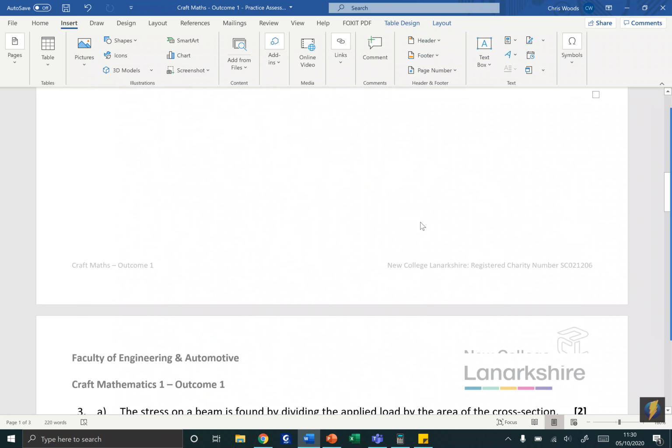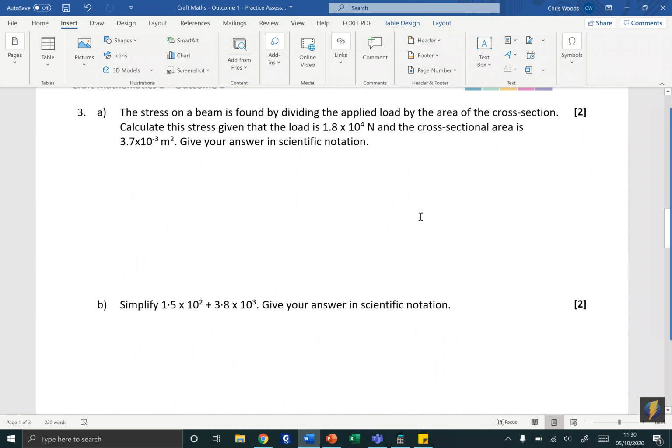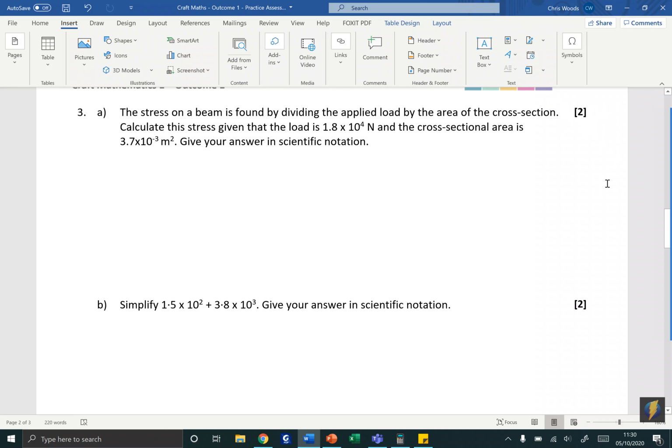Okay, I'll mark a piece. Now we're going to go on to using scientific form in context. So the stress on a beam is found, and you'll see these marks. These are 2 marks a piece, so there's going to be 2 steps involved here. The stress on a beam is found by dividing the applied load by the area of the cross section.